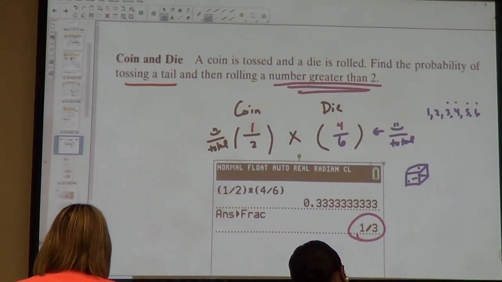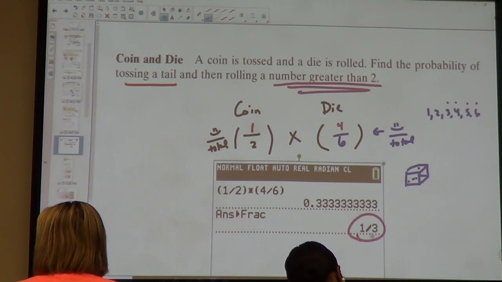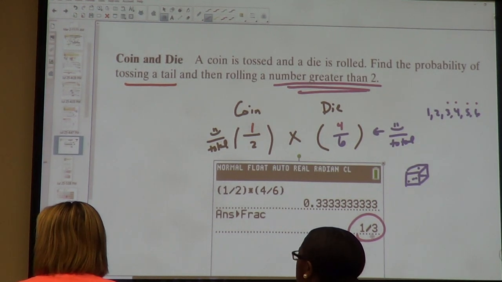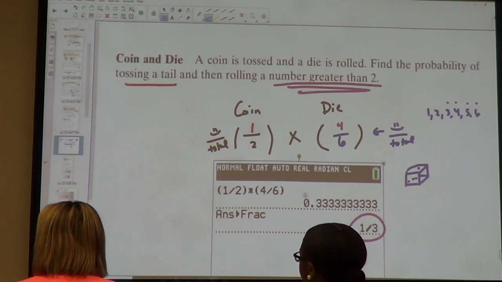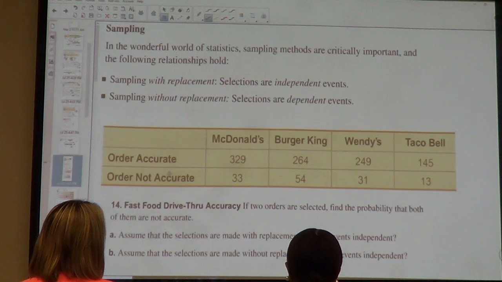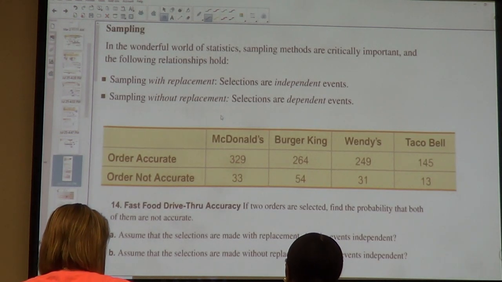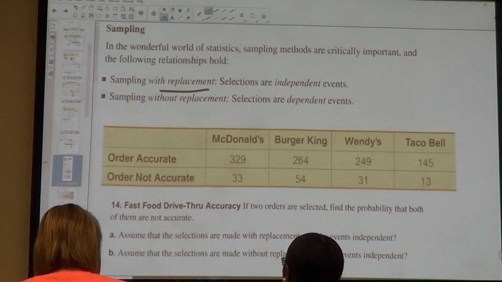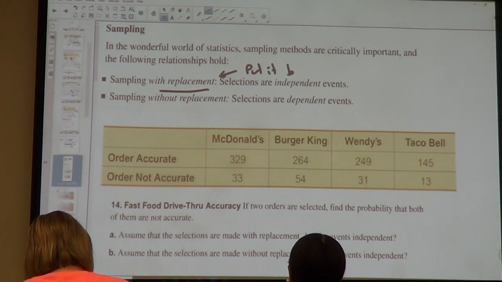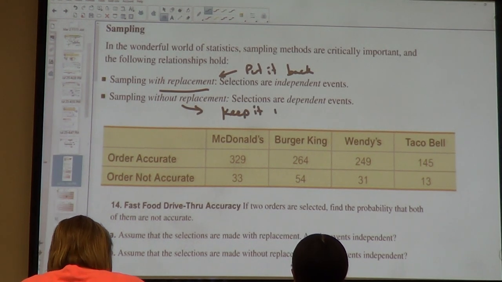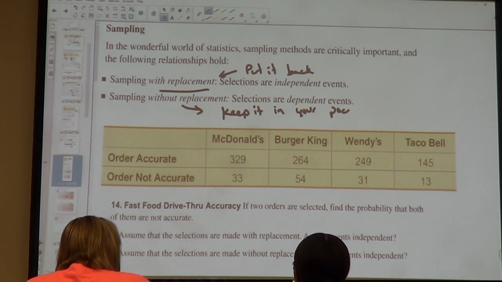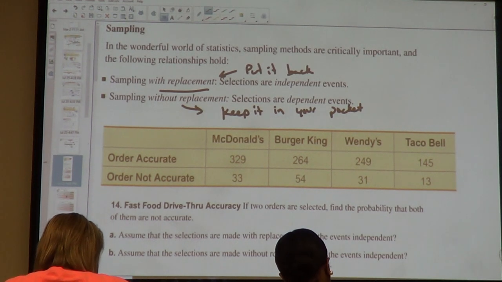Now on these, will you pretty much just ask for percent? In my math lab, it'll say give me a decimal to the nearest hundredth, or it'll say simplify. If it says simplify, it wants a fraction. If it says round it to the nearest tenth or whatever, it'll give me a decimal. Okay. This is what I was talking about. With replacement means put it back. Without replacement means keep it in your pocket.